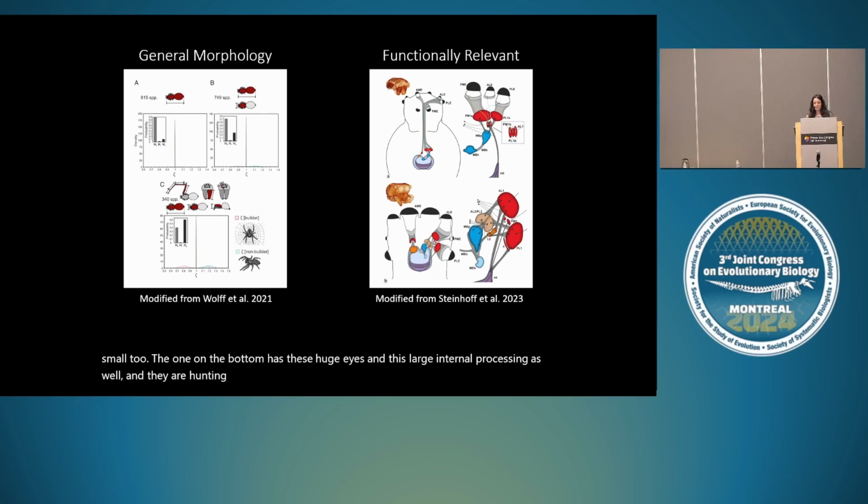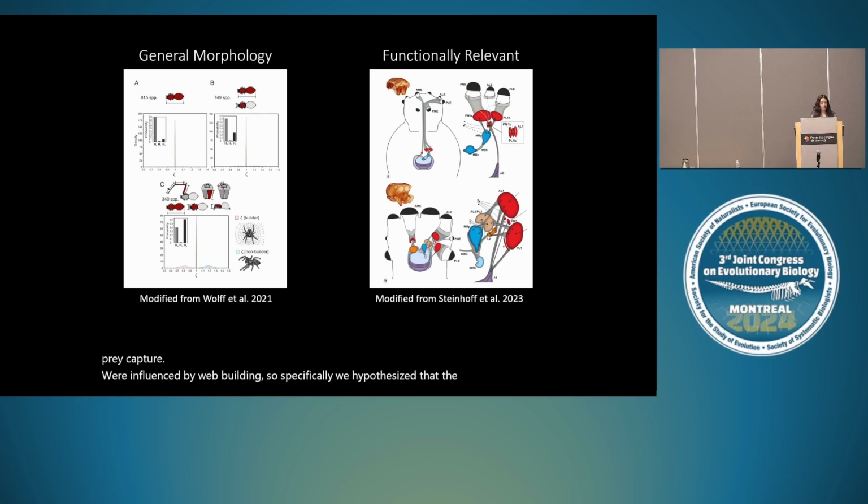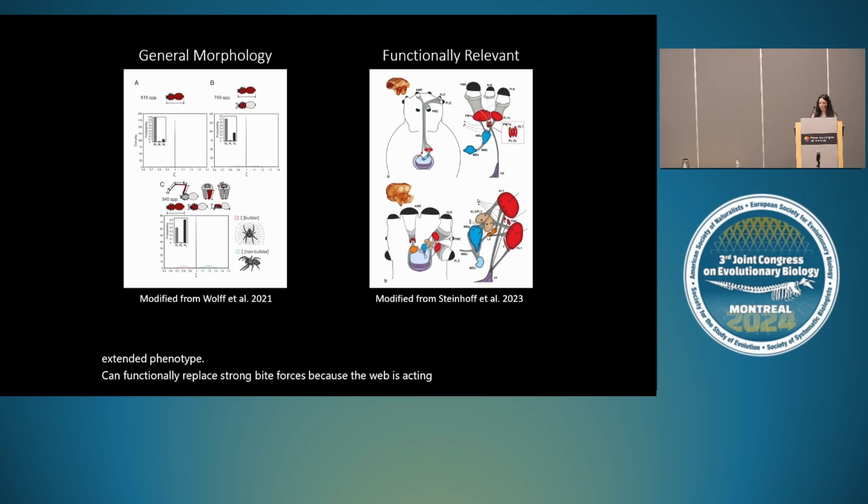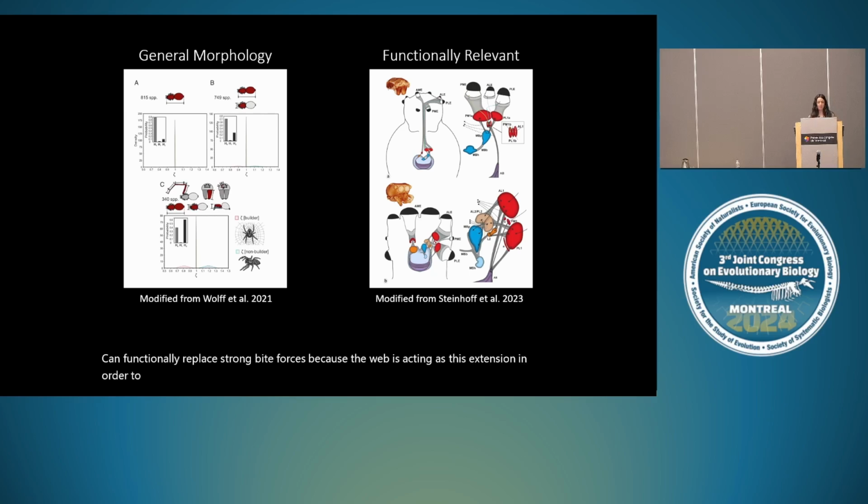spiders. So for this study, we wanted to know if functionally relevant traits that are directly involved in prey capture were influenced by web building. So specifically, we hypothesized that the web, as the spider's extended phenotype, can functionally replace strong bite forces because the web is acting as this extension in order to immobilize the prey for the spider. So this would mean that our free hunting spiders would have stronger bite forces than our web building spiders.